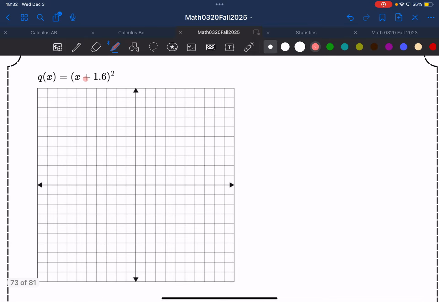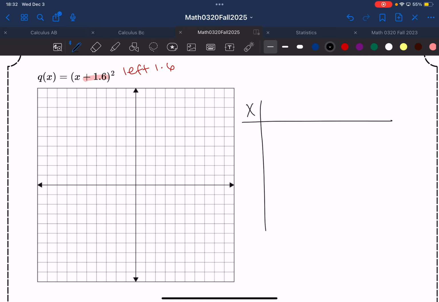So here we have plus 1.6. That means we're moving where? Left 1.6. Okay, so again, I'm making my table for Q of X, and I'm still just going to plug in the same numbers. I could change it up to -3, 0, +3. You could choose any numbers.